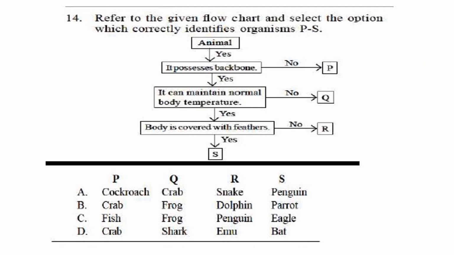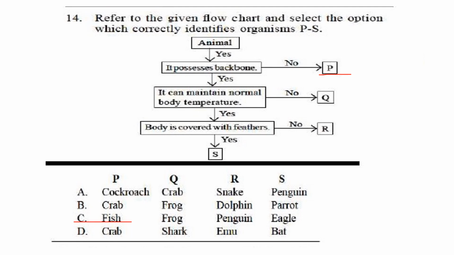Question number 14. Refer to the given flowchart and select the option which correctly identifies organism P to S. Animal, yes. It possesses backbone, no: P. It possesses backbone, yes. It can maintain normal body temperature, no: Q. For yes, body is covered with feather, no: R. Body is covered with feather, yes: S. If we check for P, cockroach and crab both do not have backbone. So answer can be A, B or D. C can't be our answer because fish have backbone.